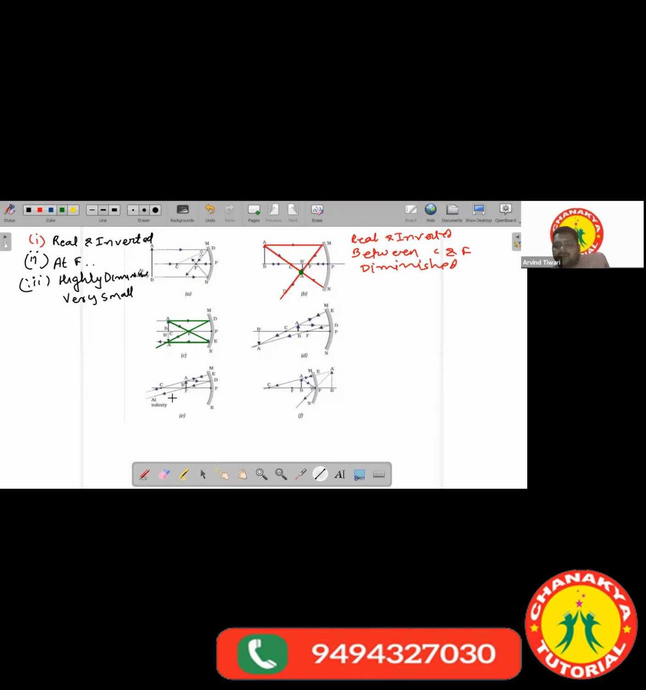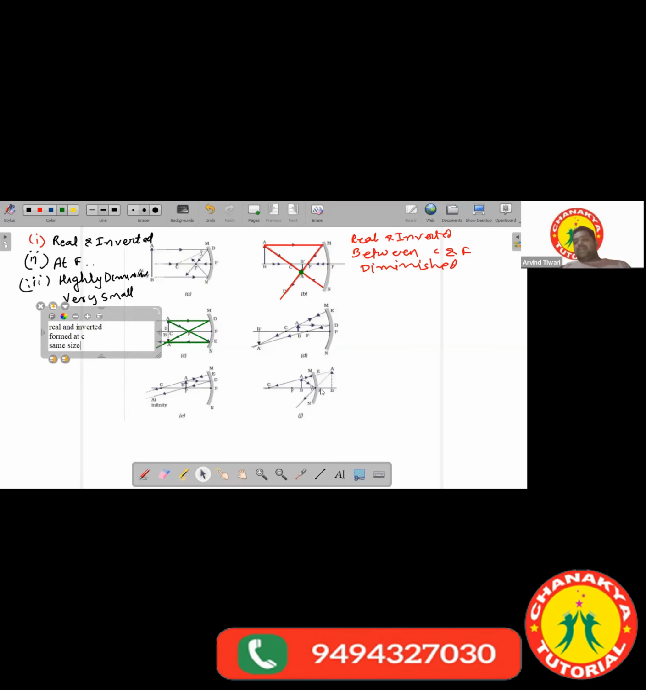Okay. So Abhinav, what will be the characteristics of this image? The image is of same size, real and inverted, formed at C. Okay, so here we have a real and inverted image formed at C, and same size as the object. So in the similar way, we have all these cases.